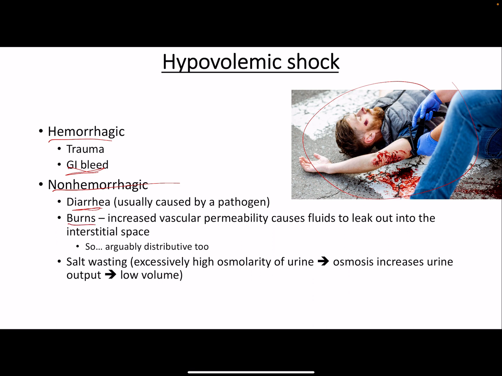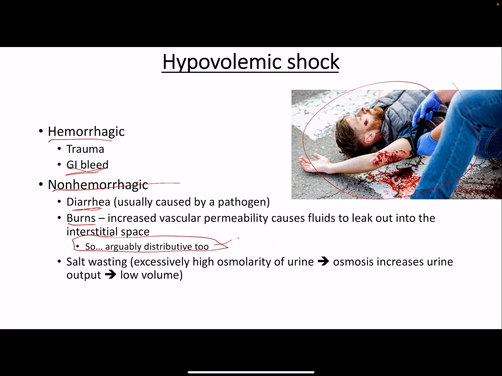Burns, so you're increasing the vascular permeability, which effectively means that fluid is leaking out into the interstitial space, so you're losing blood volume. Some people argue, and I don't really care, but just be aware of it, that this technically makes this a distributive shock because it's being distributed to the interstitial space in certain areas, and it's not in the plasma where it should be.